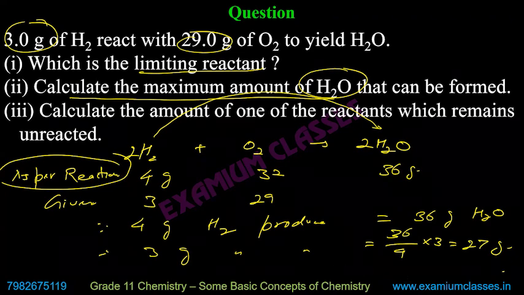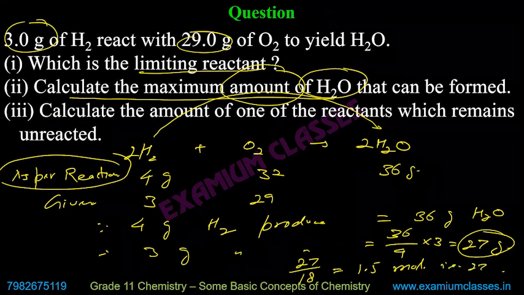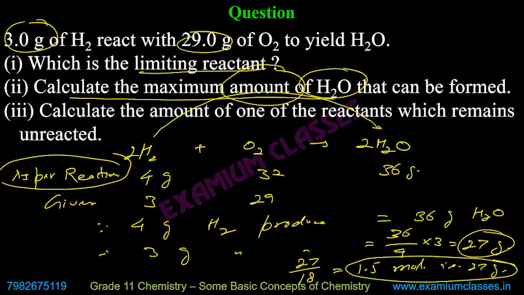You can write at the same time in moles also. If amount is asked in chemistry, it is advised that you write both in grams and moles so that no marks are deducted. So in moles, it will be given mass divided by molar mass of water, that is 1.5. So you will write the water produced will be 1.5 moles, that is 27 grams. This will be the answer of the second part.